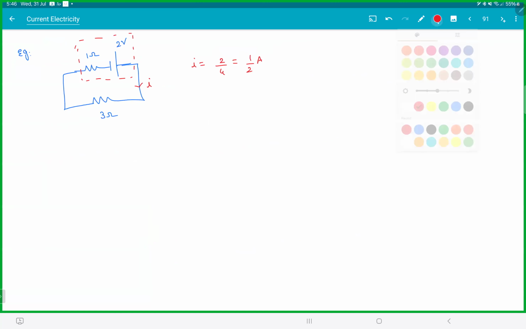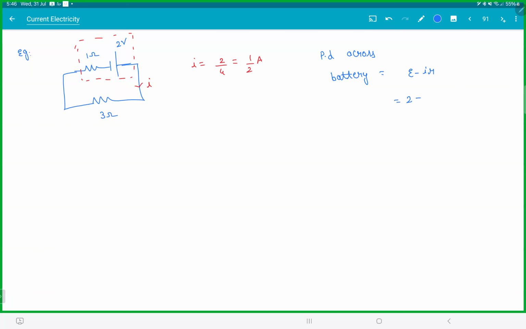Now, if someone tells you to find the potential difference across the battery, that would be E minus IR. In this case, E is 2, I is half, and R is 1. That is actually 1.5 volt. So even though the battery is technically 2 volts, in reality, it is giving only 1.5 volts.